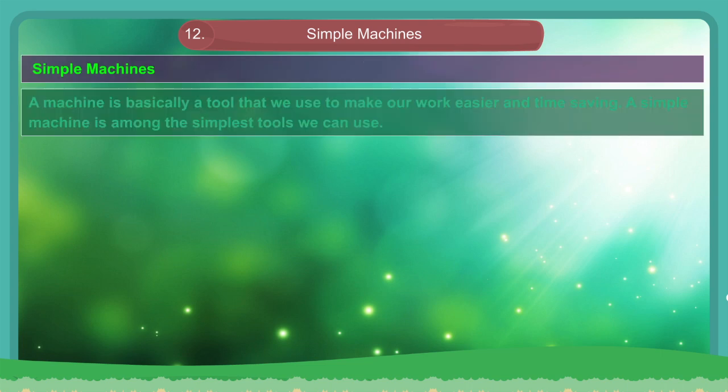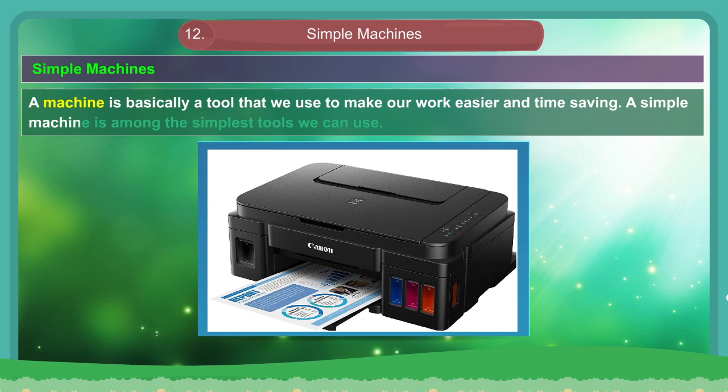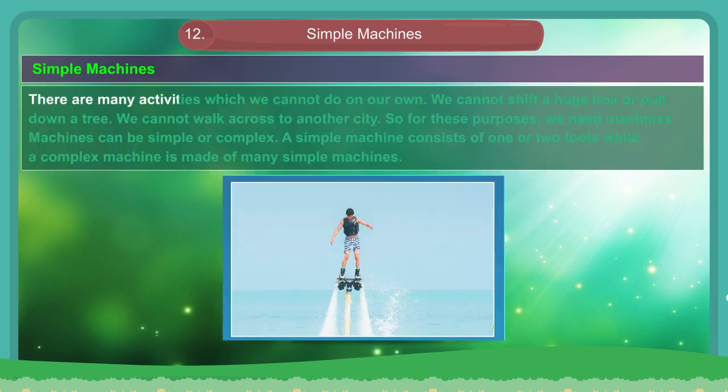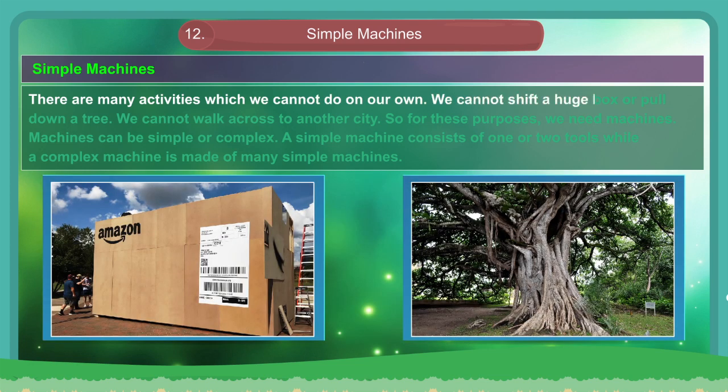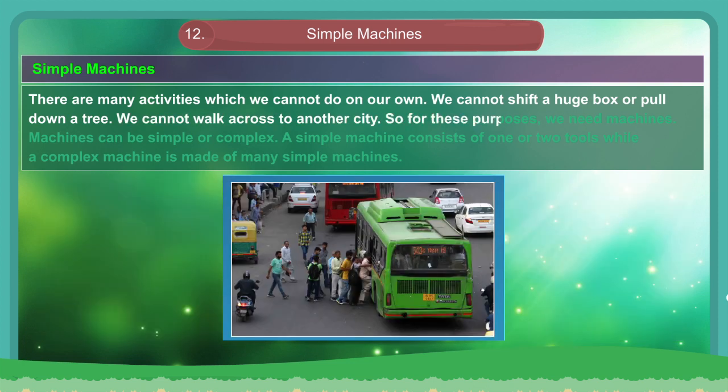Simple machines. A machine is basically a tool that we use to make our work easier and time-saving. A simple machine is among the simplest tools we can use. Machines help us to do work with less effort. There are many activities which we cannot do on our own. We cannot lift a huge box or pull down a tree. We cannot walk across to another city. So, for these purposes we need machines.